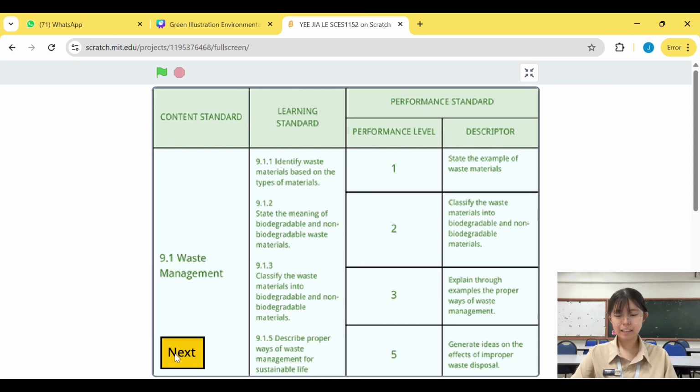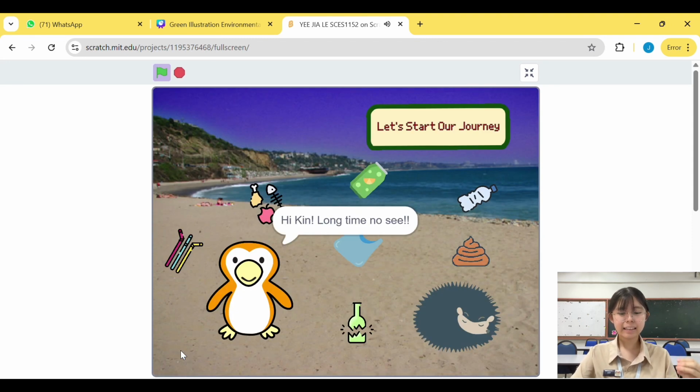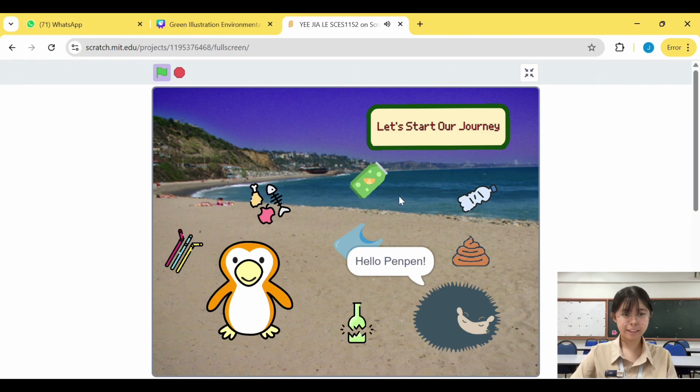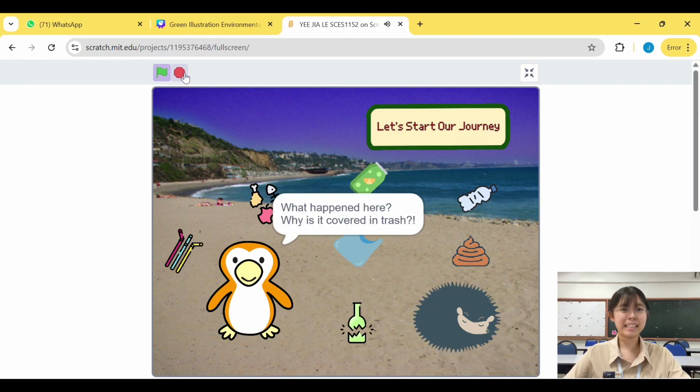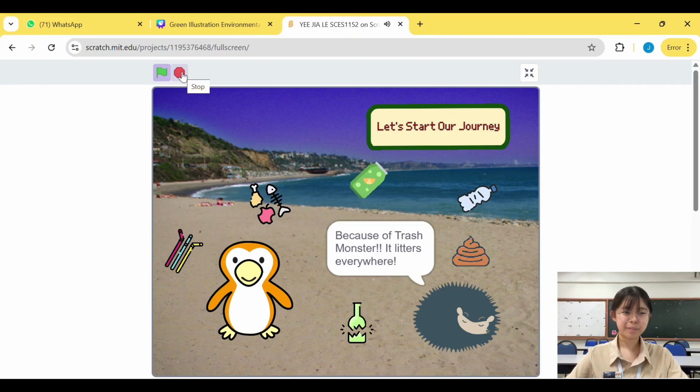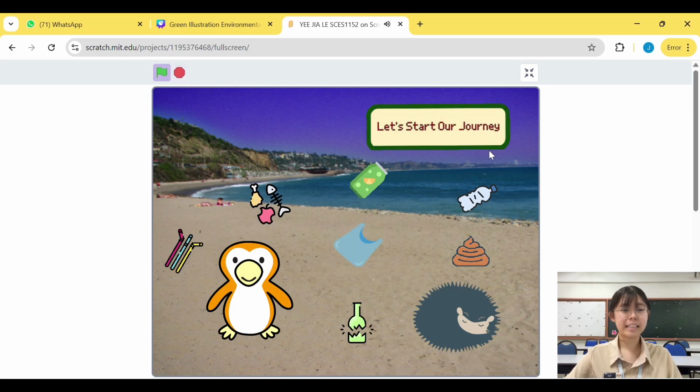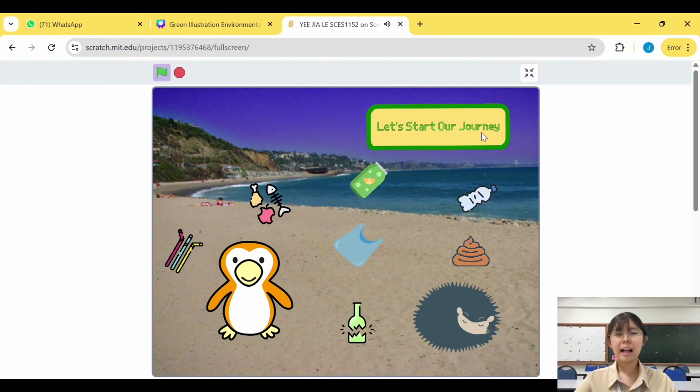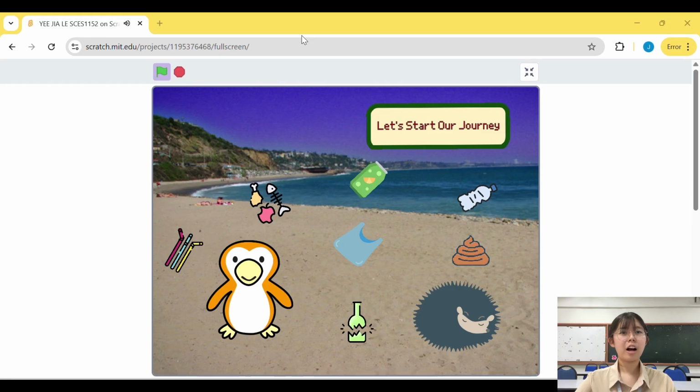So this is the first storyline, and it teaches about the types of material. Let us see the storyline first. This button is clickable after the first scene ends. And this is the first scene. Before we continue the storyline, I would like to explain the games in the Scratch project.